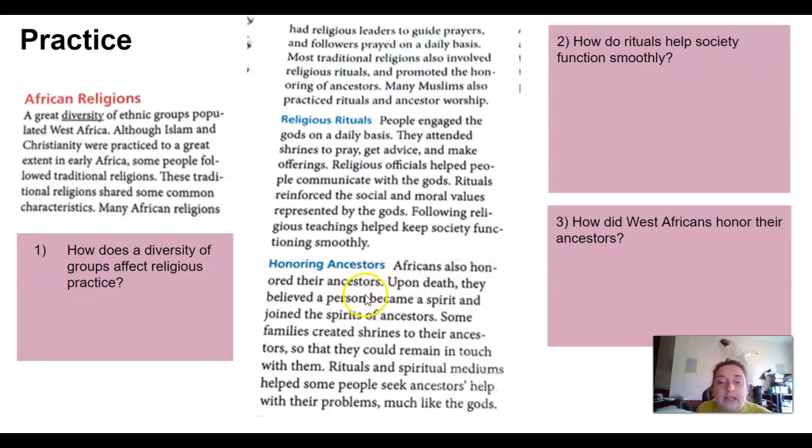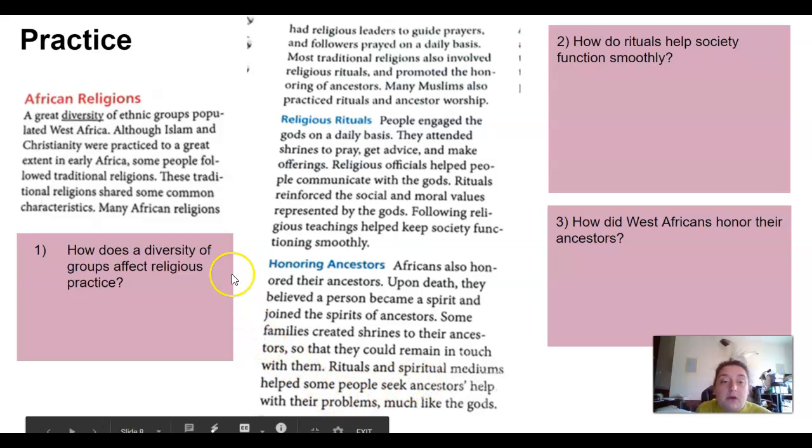Africans honored their ancestors. Upon death, they believed a person became a spirit and joined the spirits of ancestors. Some families created shrines for their ancestors so that they could remain in touch with them. Rituals and spiritual mediums helped some people seek ancestors' help with their problems, much like the gods.